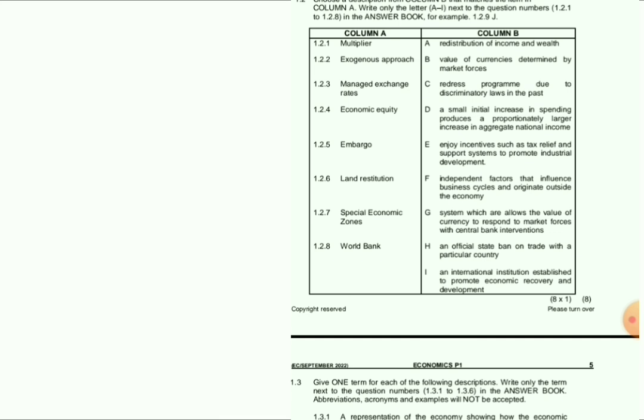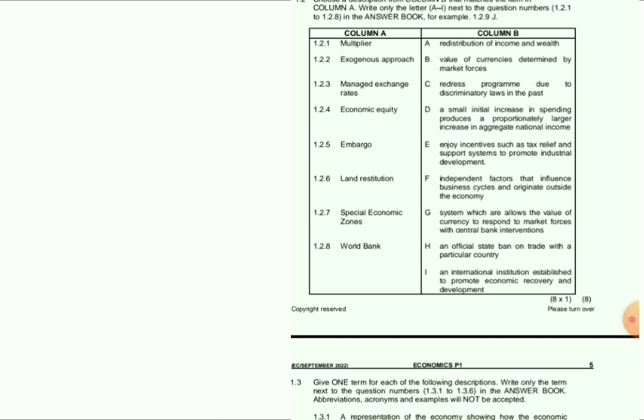Enjoy incentives such as tax relief and support systems to promote industrial development. That's it. Remember, when you talk about special economic zone, it talks about tax relief and support system to promote industrial development. It talks about industrial development. That's the word you must not forget. Hey, the English is too tough now. You must not forget that word.